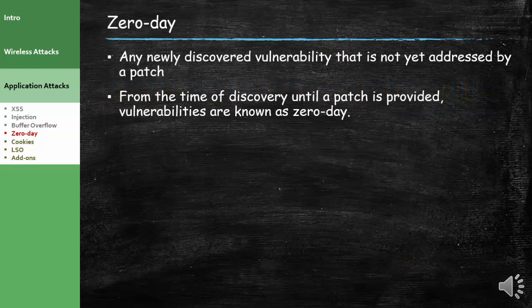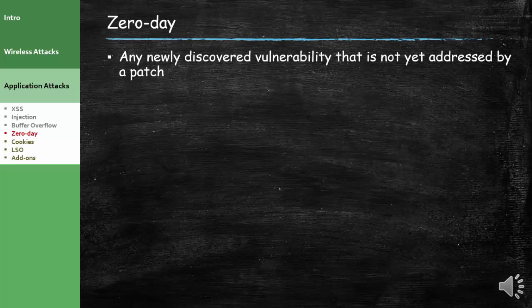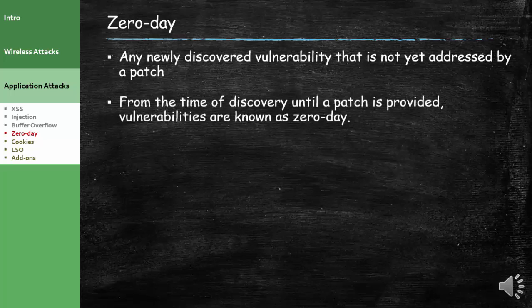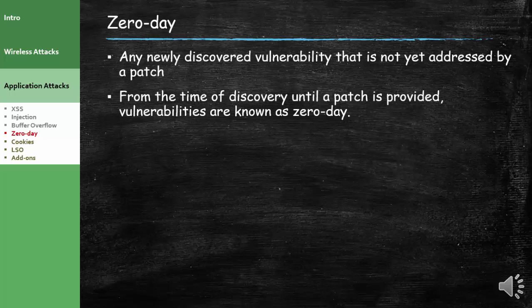0 day is the term used to describe a newly discovered vulnerability that hasn't been addressed yet by a fix or a patch. So it's basically a known vulnerability for which there is no fix yet. We don't have a way to patch this yet. So once a vulnerability is discovered, until the time that there is a patch or a fix available for the application for which that vulnerability exists, we refer to that as a 0 day attack or a 0 day vulnerability.